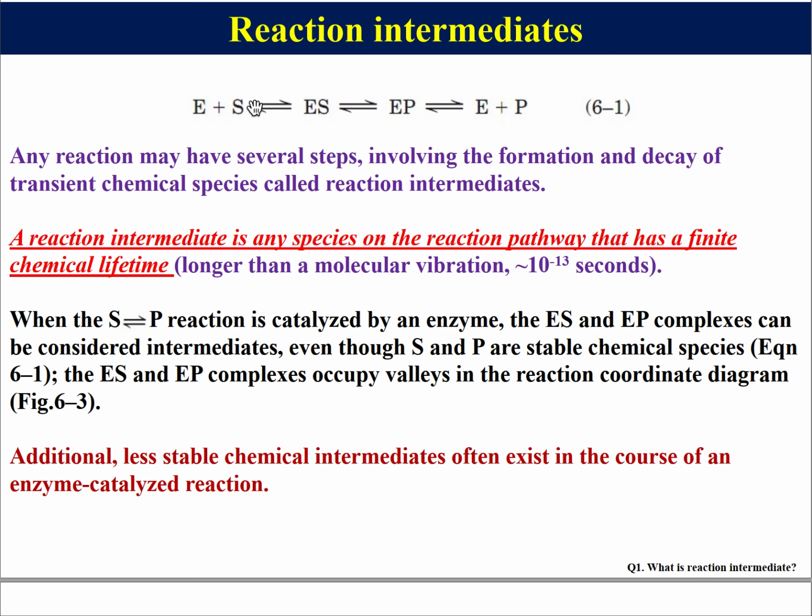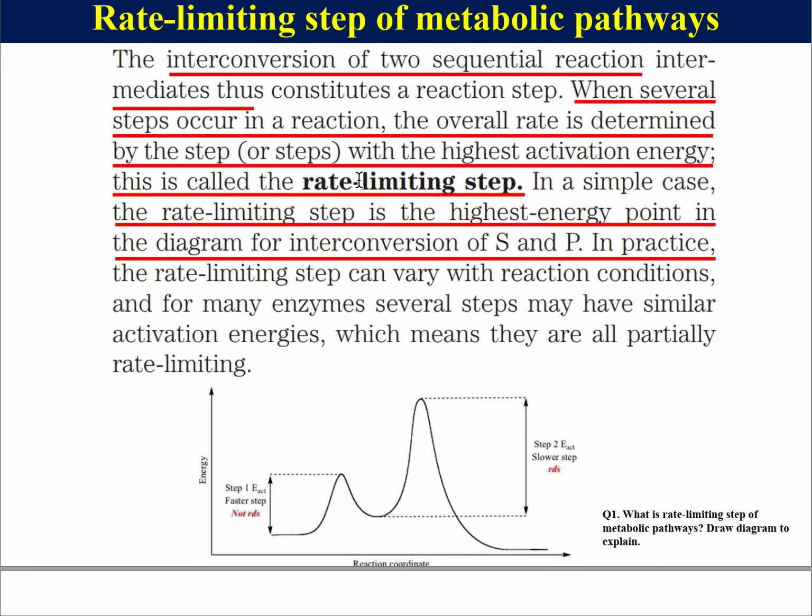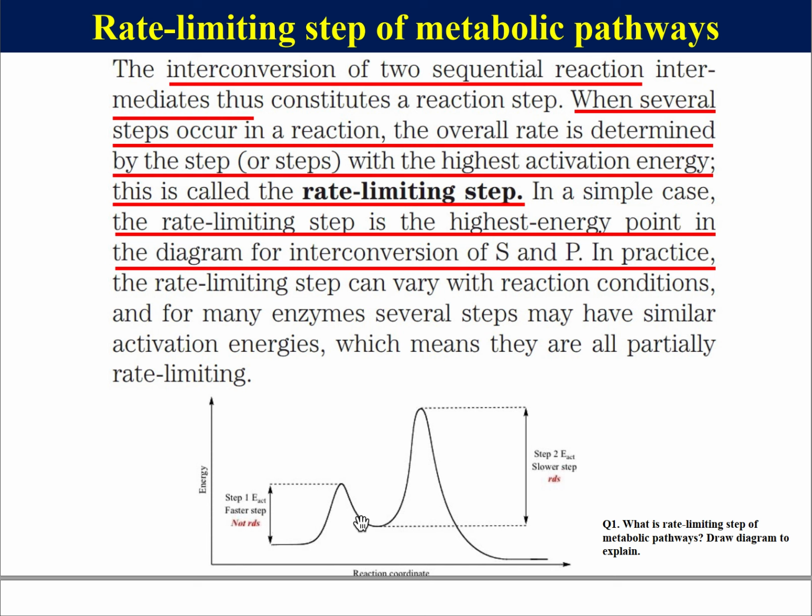Even though substrate and product are stable chemical species, the enzyme-substrate and enzyme-product complexes occupy valleys in the reaction coordinate diagram. Additionally, less stable chemical intermediates often exist in the course of an enzyme-catalyzed reaction. The interconversion of two sequential reaction intermediates thus constitutes a reaction step. When several steps occur in a reaction, the overall rate is determined by the step with the highest activation energy, and this is called the rate-limiting step. The rate-limiting step is the highest energy point in the diagram for the interconversion of substrate to product.